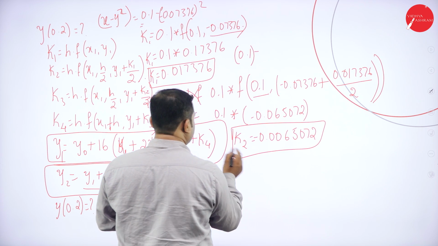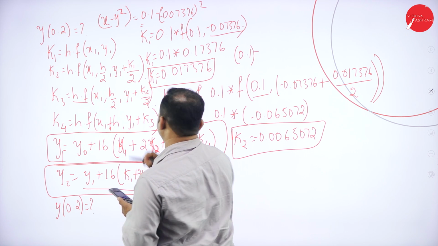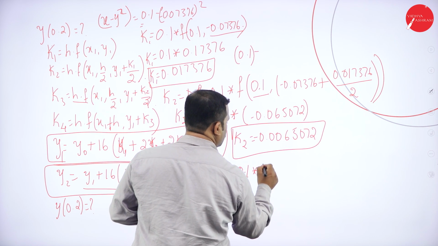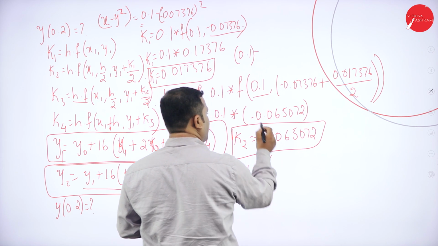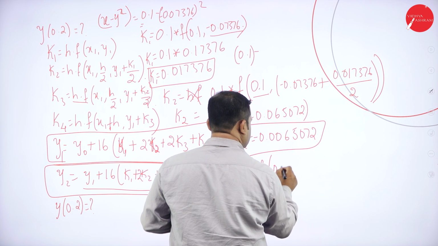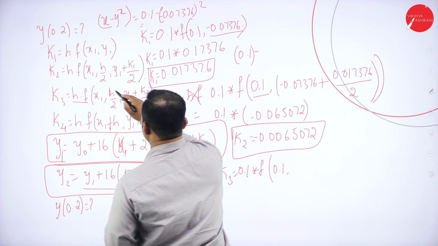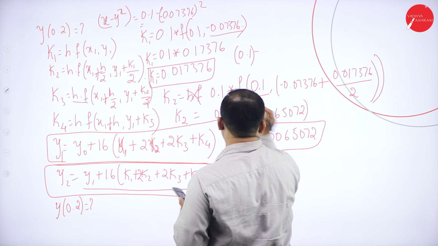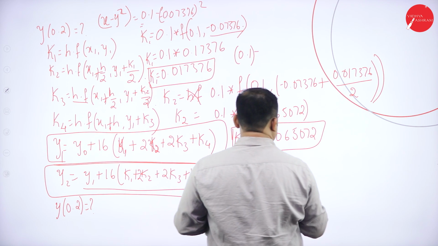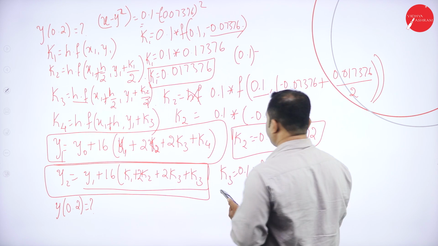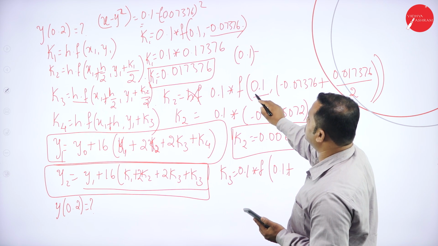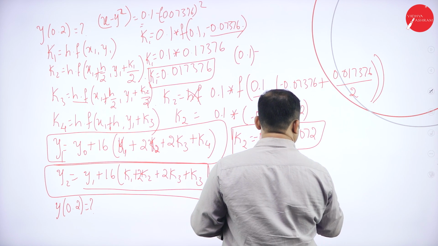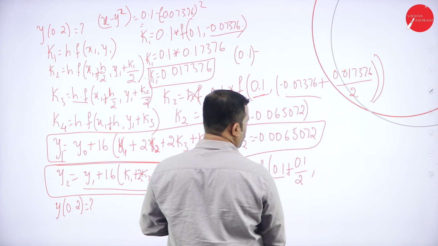What is the value of k3 then? k3 is determined with the help of this formula. That is k3 is equal to 0.1 into f of this term. What is the value of x here? x1 plus h by 2. What does that h by 2 indicate? x1 plus h by 2. What is the value of x1 here? It is 0.1. So 0.1 plus 0.1 by 2, comma, x equal to 0.1.